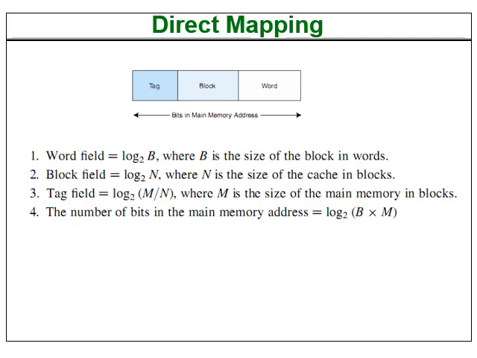Or, if M is the size of main memory and N is the number of lines in the cache memory, then log base 2 of M by N will give me the tag field. I'll again repeat, this is the tag that is actually compared in case of cache searching. So the smaller the tag field, the lower the number of comparisons that we have to make between cache memory and main memory. And the smaller the tag field, the faster is the search, right?